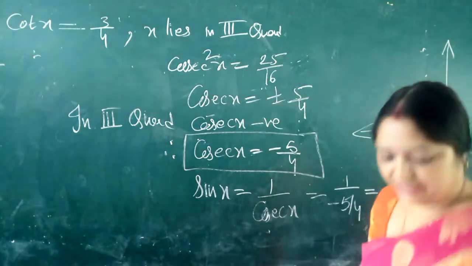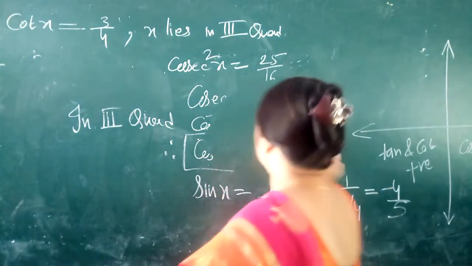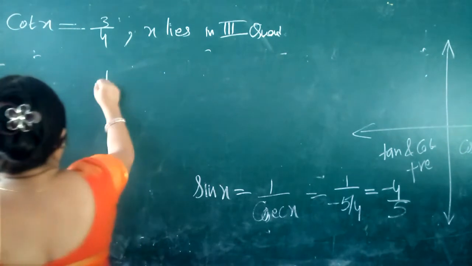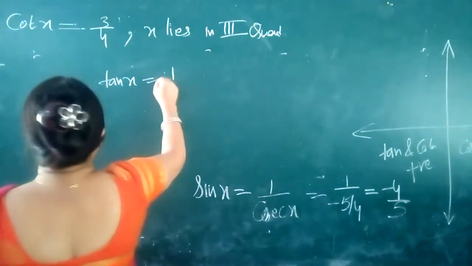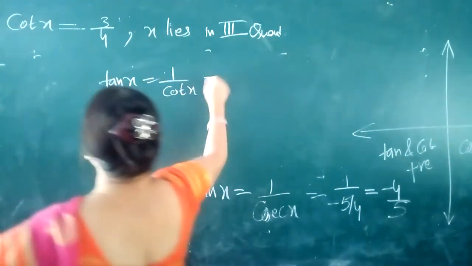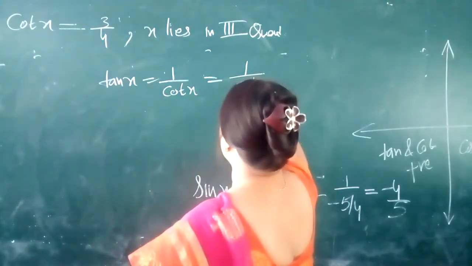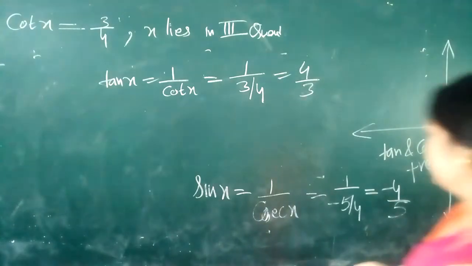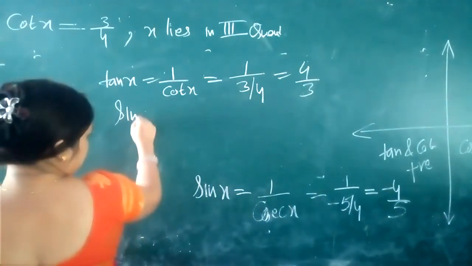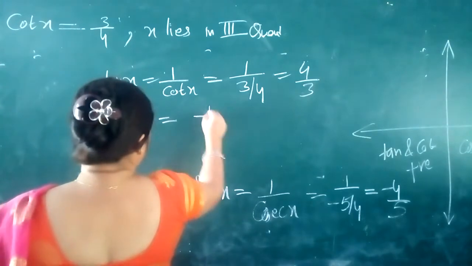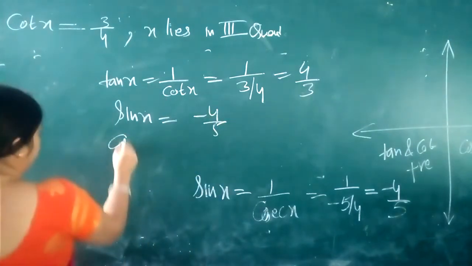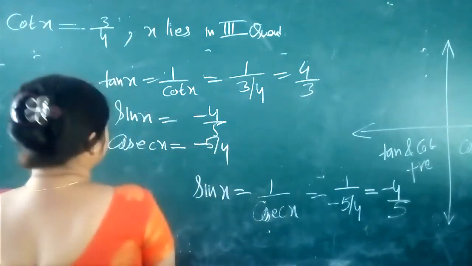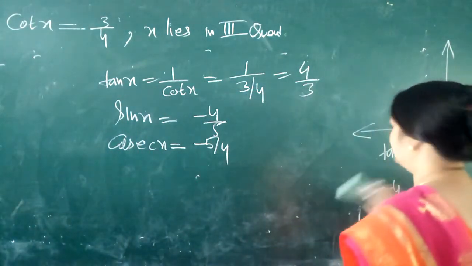After that we can find out the value of tan x. Tan x is equal to 1 upon cot x. And what is the value of cot x? That is equal to 3 by 4. So it will come 4 by 3. This is the value of tan x. The value of sin x is minus 4 by 5. The value of cosec x is minus 5 by 4.